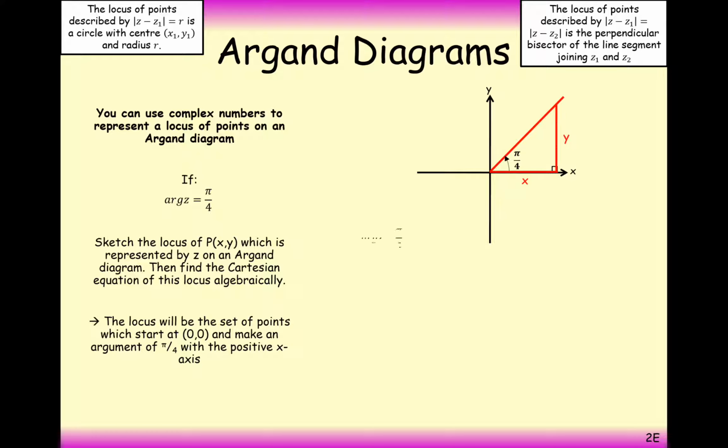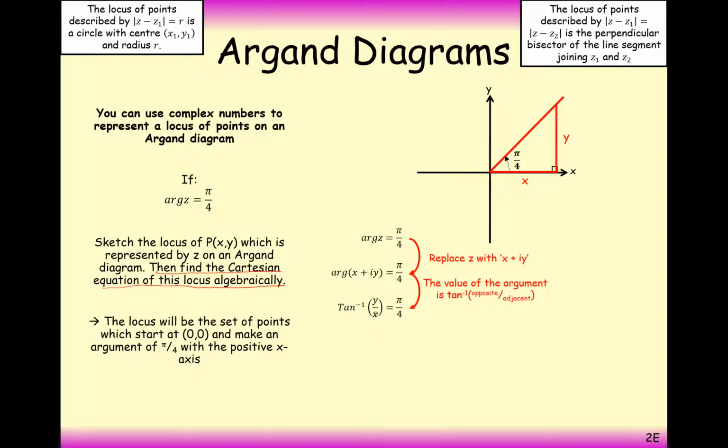Alright then, so how can we now find the equation of this line? The question is, find the Cartesian equation of the locus algebraically. Well, how are we going to do this? The way that we work out the argument is to use the tan value, isn't it? So it's tan of the imaginary part over the real part in this case. So it's tan minus 1 of y over x.